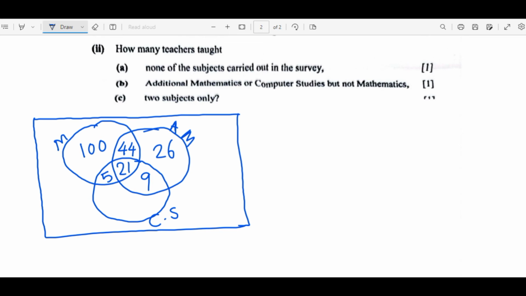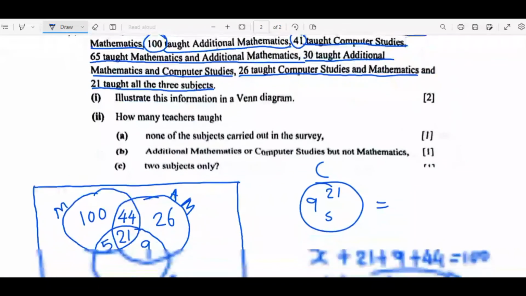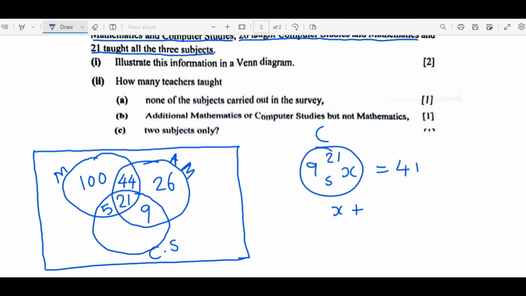for computer studies. So computer studies, CS, has numbers 21, 9, 5. This must be equal to, what is the total? So 41 taught computer studies. So we're going to equate to 41. So we put x again. So let's solve for x. So x plus 21 plus 9 plus 5 is equal to 41. So x plus 21 plus 9 is 30 plus 5, 35 is equal to 41.